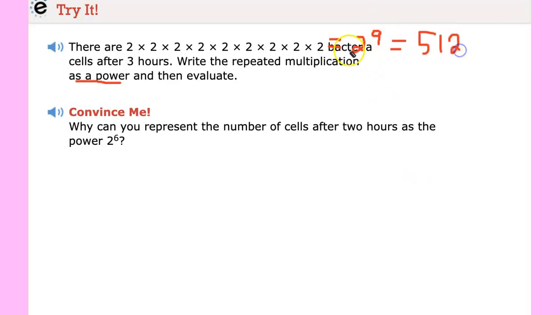You know what it's done, right? It's not 2 times 9. It's 2 times 2, which is 4, times 2, which is 8. 8 times 2 is 16. 16 times 2 is 32, and so on. So you end up with 512.